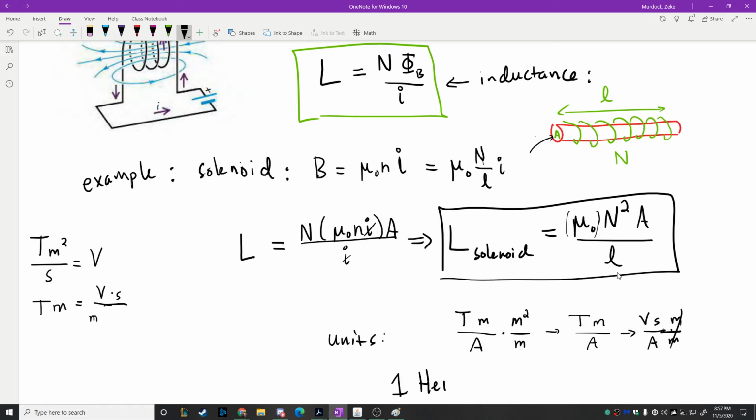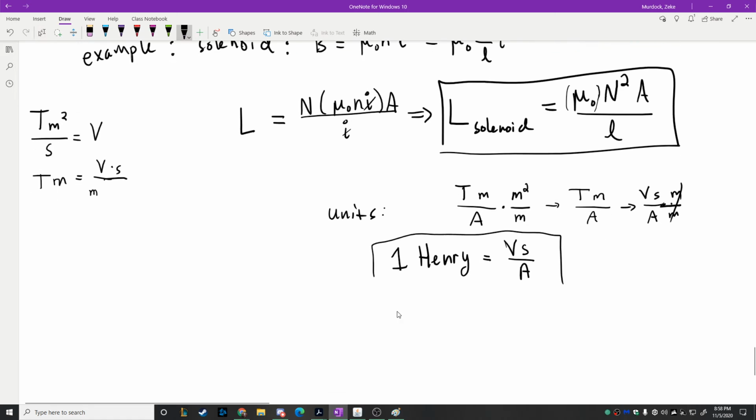So 1 Henry, I believe Henry figured out Faraday's law at the same time as Faraday, if I remember correctly. And my memory is that he did the mathematical version, the kind that we're more familiar with. So this 1 Henry is equal to a volt second per amp. So it's like volts divided by amps per seconds, basically. Volt second per amp.